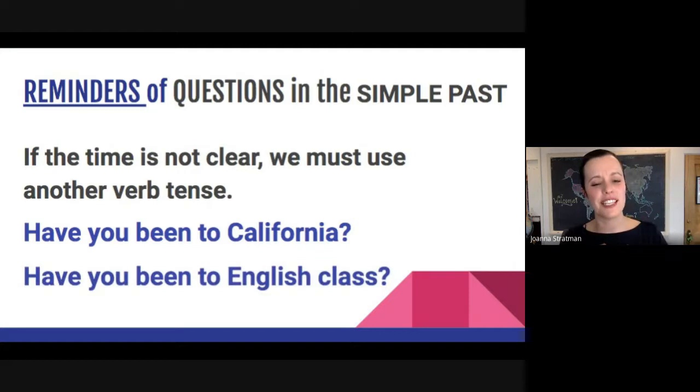Here is another example. Have you been to English class? That means in your life, have you ever attended an English class? So as you can see, the time in these questions, it's not clear. It's any time in the past. And then we use the present perfect. So again, questions in the simple past is only if your time is very clear, if both people know the time period you are talking about.